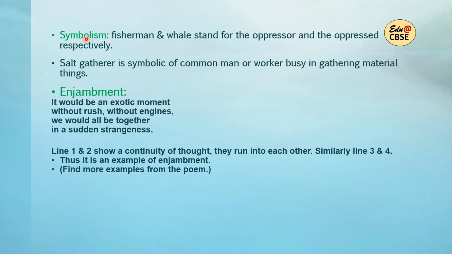Next is symbolism. Fisherman and whale here stand for the oppressor and the oppressed respectively. I've explained it while we were doing the explanation. Similarly, salt gatherer is symbolic of the common man, a worker who is busy gathering material things. Then we have enjambment. So it would be an exotic moment. Here we find no pause, no punctuation mark. This line runs into the next one. So, without rush, without engines. And then we would all be together. This runs into the next one. Therefore, this is enjambment. You will find other examples of enjambment in the poem, so you can do it yourself.